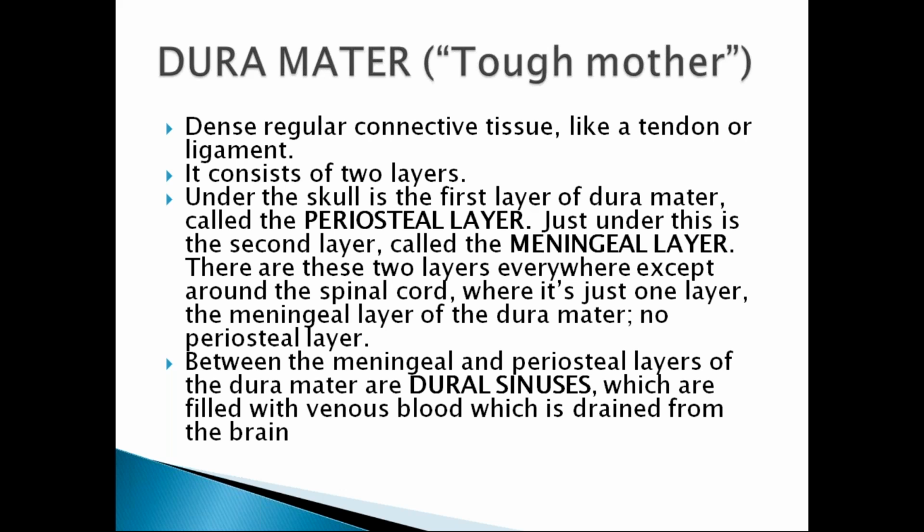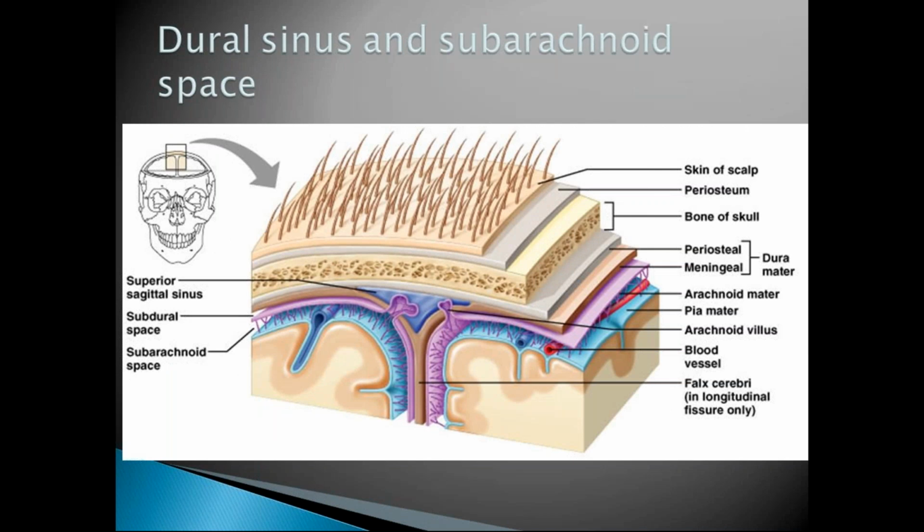Around the spinal cord there is only the meningeal layer of the dura mater, which has no periosteal layer. Between the meningeal and the periosteal layers of the dura mater are the dural sinuses, which are filled with venous blood and which is drained from the brain. A lot going on. So here we go, the dural sinus and the subarachnoid space. So there we see, we're pointing to these sinuses, which we have drainage from the veins.